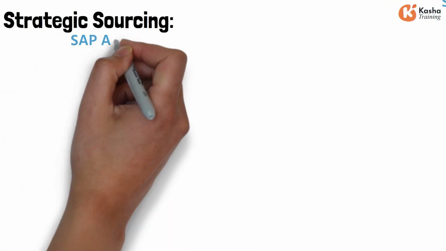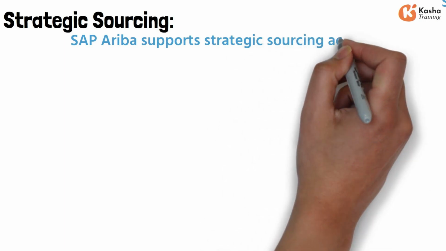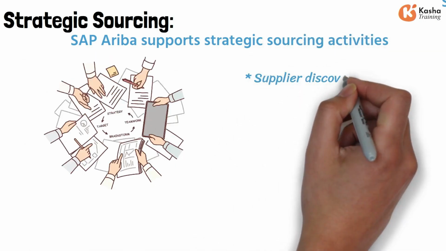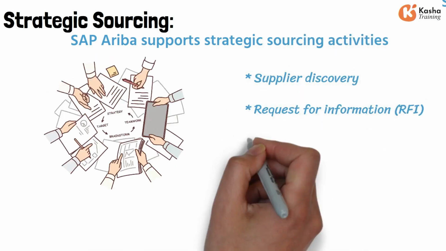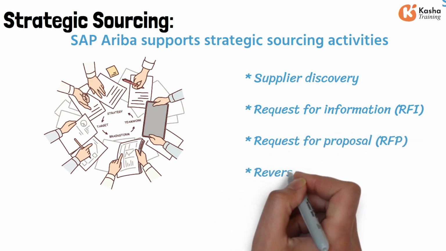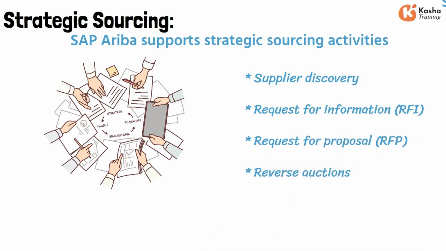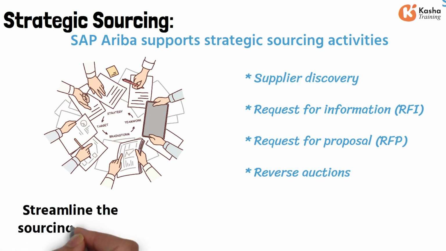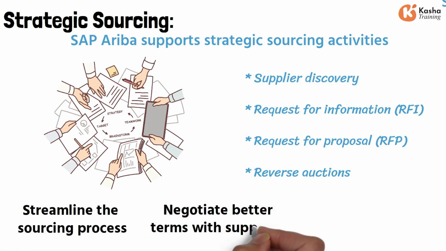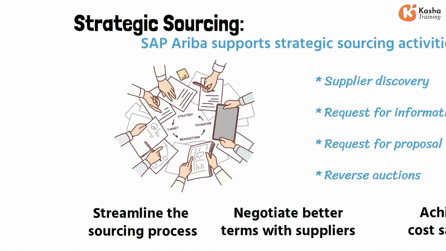Strategic sourcing. SAP Ariba supports strategic sourcing activities, including supplier discovery, request for information, RFI, request for proposal, RFP, and reverse auctions. It helps organizations streamline the sourcing process, negotiate better terms with suppliers, and achieve cost savings.